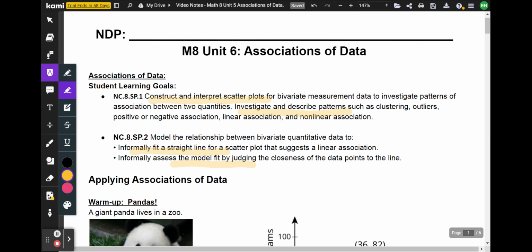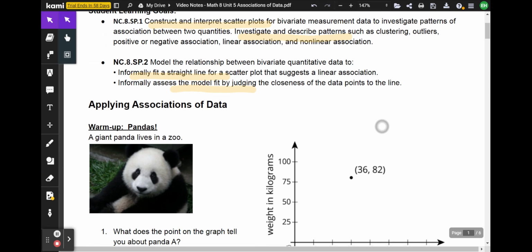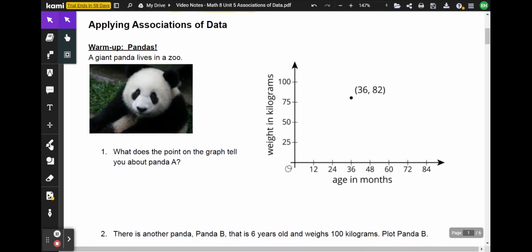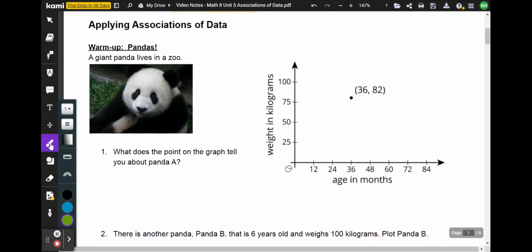So a lot of that said, basically we're going to construct scatter plots. We're going to investigate what they mean. We're going to make straight lines that go through them to predict what's happening. So now let's go ahead and move on to the actual activity. So let's take a look at this first part. So, applying associations of data.